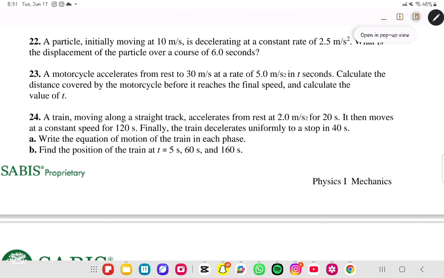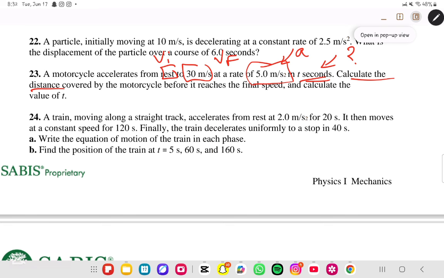Question number 23. A motorcycle accelerates from rest to 30 meters per second at a rate of 5 meters per second squared in t seconds. Calculate the distance covered by the motorcycle. So we have rest, which is v initial, 30 meters per second v final, at a rate of 5 meters per second squared. This is the acceleration. In t seconds, the time. We don't know what's the time. They want us to calculate the distance covered by the motorcycle before it reaches the final speed.